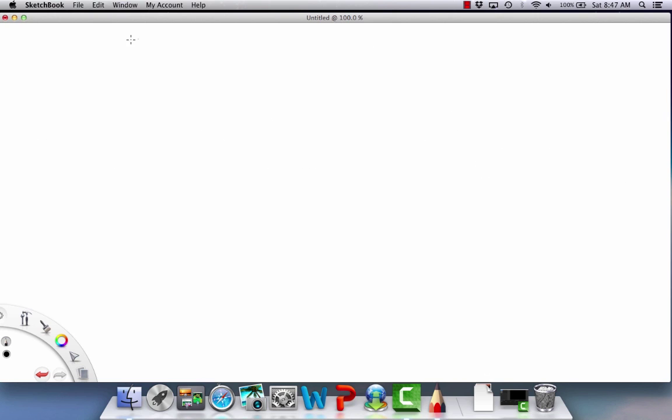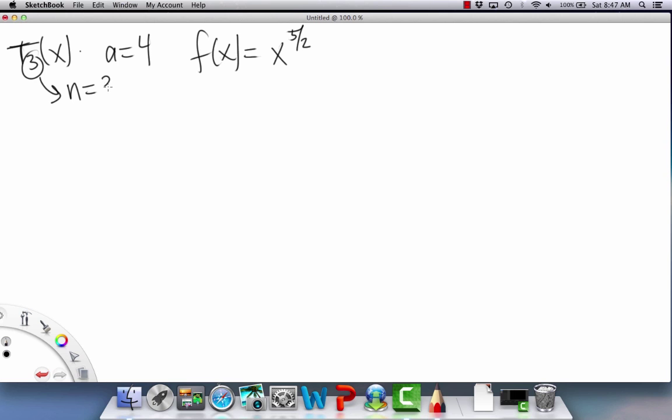So we'll do an example here. Let's find the third Taylor polynomial, or I don't know how to term that, but this is what you'll see basically. So we're trying to find this centered at a equals 4, and then our f of x is x to the 5 halves. Okay? So we're trying to find T3. So our n equals 3. That's what this tells us.